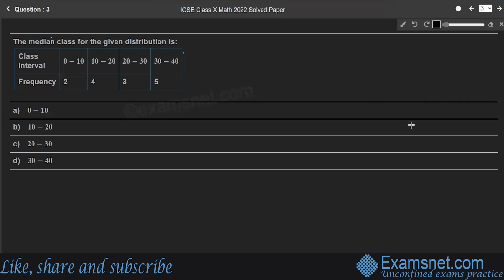Question 3. Median class for the given distribution is. Here class intervals are given: 0 to 10, 10 to 20, 20 to 30, and 30 to 40. The corresponding frequencies are given: 2, 4, 3 and 5. Let us take the sum of frequencies.